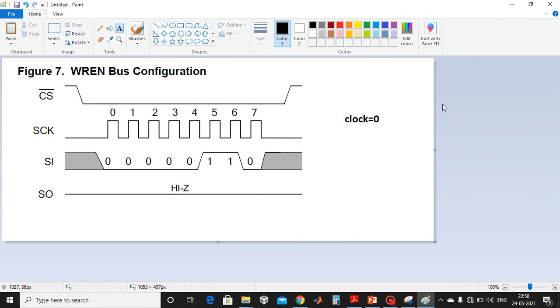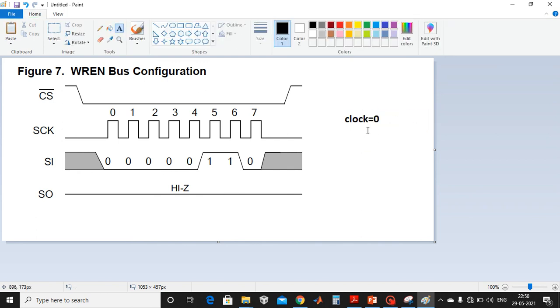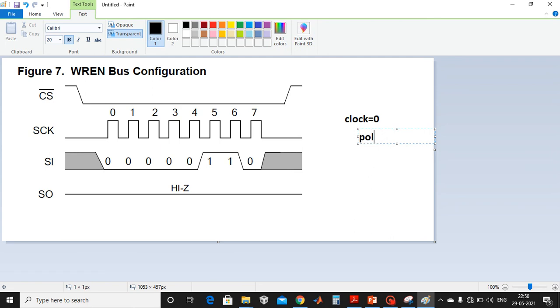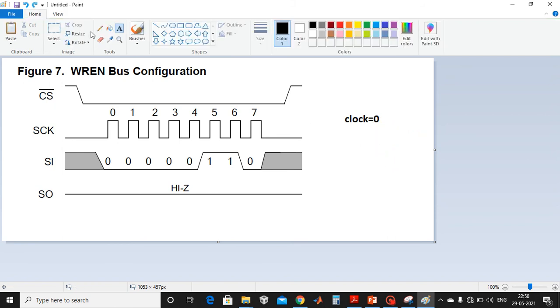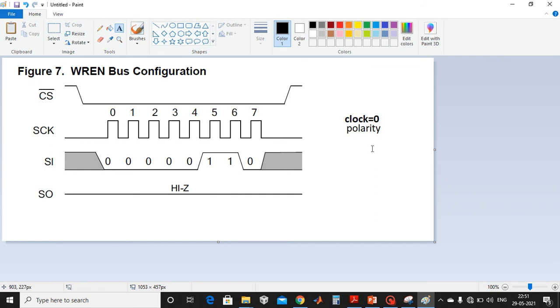Now we will figure out the clock polarity, clock phase, sorry, clock polarity is 0, and now we will determine the clock phase. So this is the clock polarity. Yes, this information is regarding the clock polarity. Now we will figure out the clock phase.